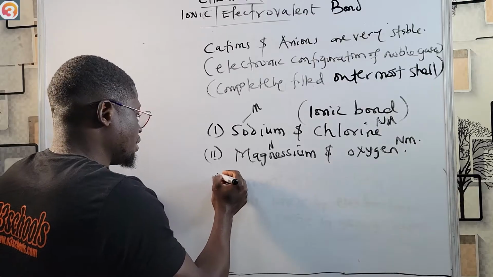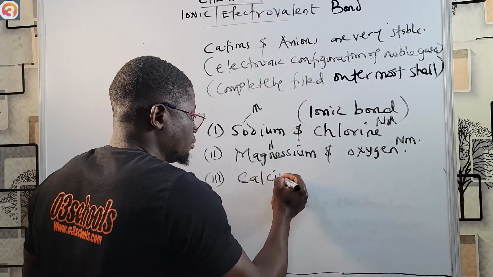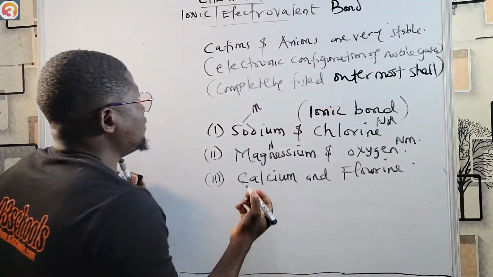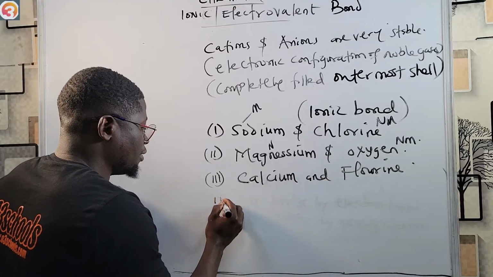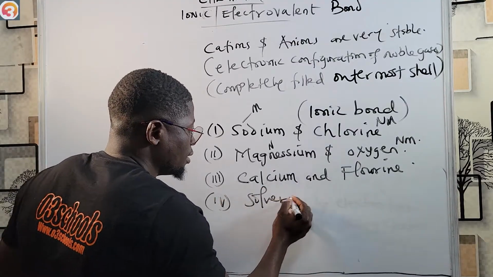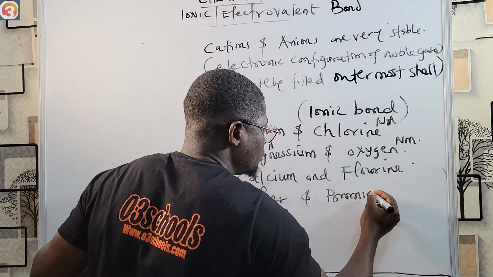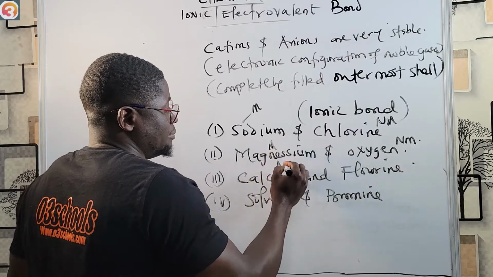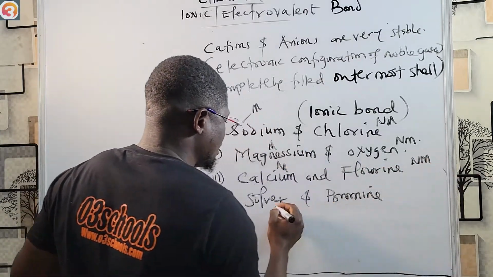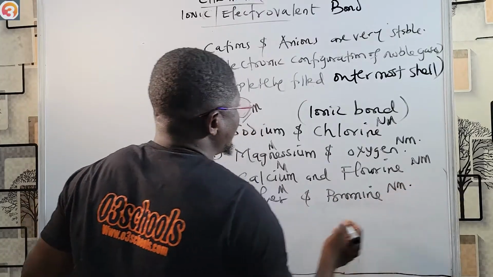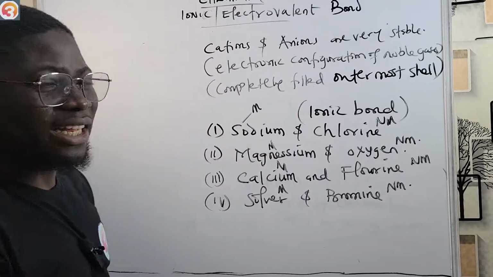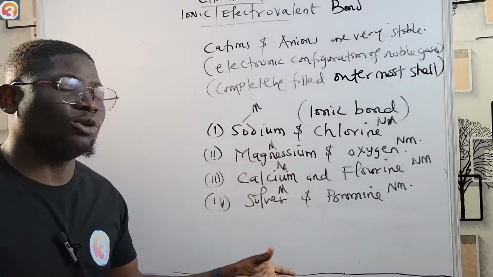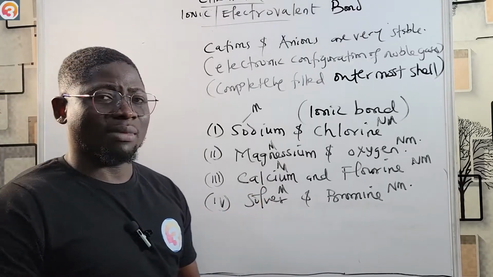Or also, we can have another one between calcium and fluorine. We can also have another one between silver and bromine. All right. So this is a metal, and this is a non-metal. These are examples of electrovalent compounds. Electrovalent compounds are formed between metals and non-metals. These are examples. You should just keep them in your mind and know them.